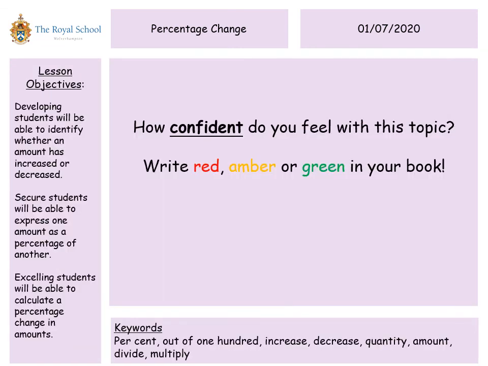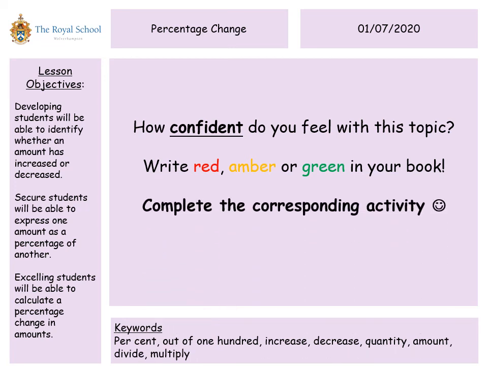So from those questions, decide how confident you felt with this topic so we can move on to the activity 2. So again, if you can write red, amber or green in your book, then remember red has lots of frameworking, amber has some hints and green has no help at all. And then you can have a go at the corresponding activity 2 then. And again, pause the video until you're ready for the answers on these.